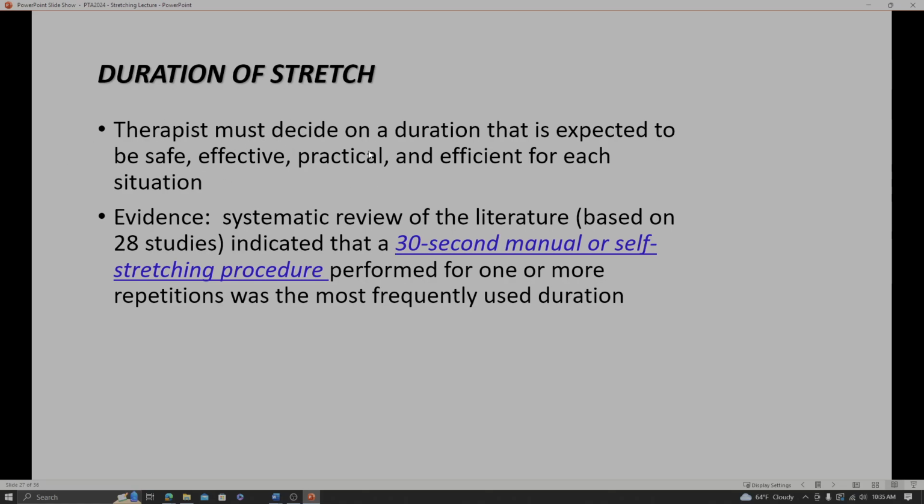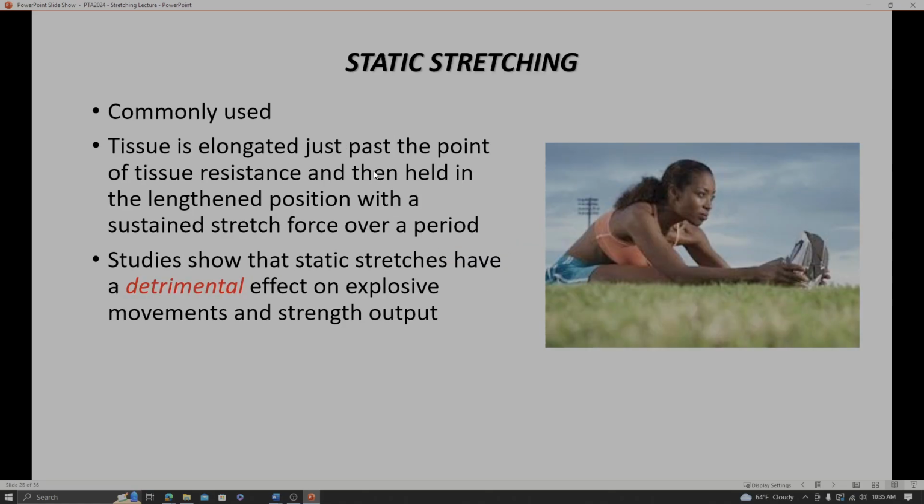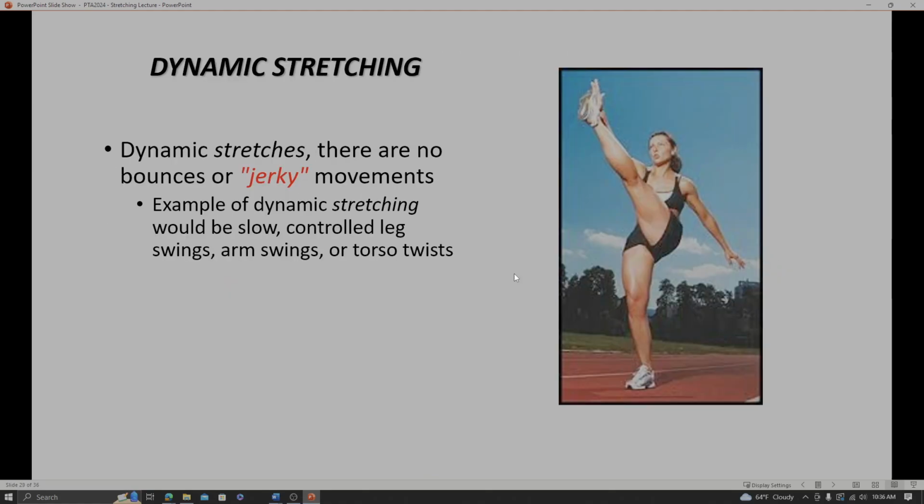Duration of stretch, again, is 30 seconds. Typically it is found to be, based on review of literature, the sort of optimal duration, but again, it does depend on the pathology. They use static stretching, right? This is just a stretch and hold technique. Probably not the best thing to use prior to some kind of explosive output.